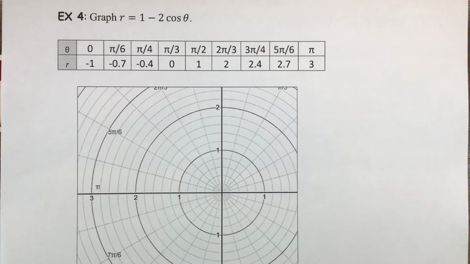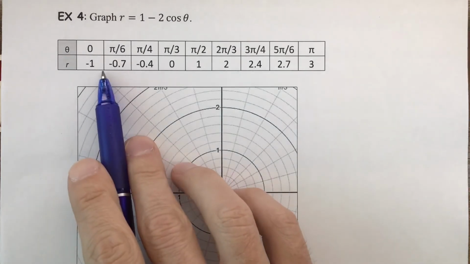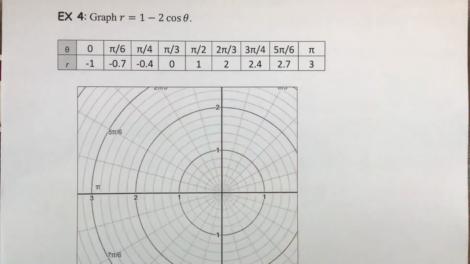So all we need to do is plot these points. You're going to use your thetas and your radius, plot the points, and then we hope to see some sort of nice curve that we could build out of those points. Of course, I'll put it into the calculator so you can see the picture that the calculator generates for it. All right, so let's go ahead and start this off.